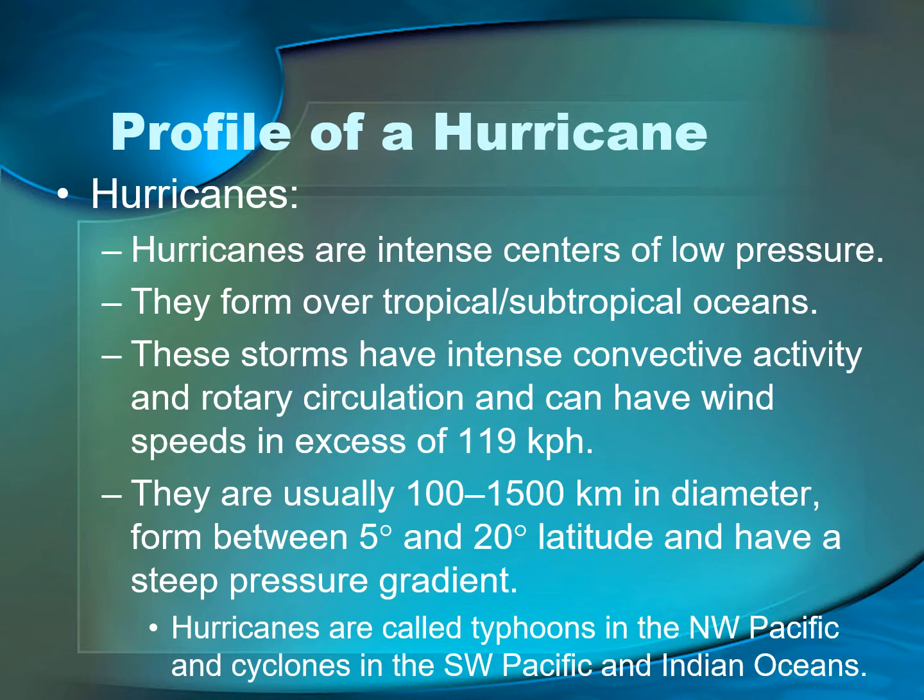I'm also going to want you to know what they are referred to in other oceans. In the Western Pacific, Southeast Asia, Japan, Taiwan, they're going to refer to them as typhoons. And then, of course, in the Indian Ocean, they are going to refer to them as cyclones.